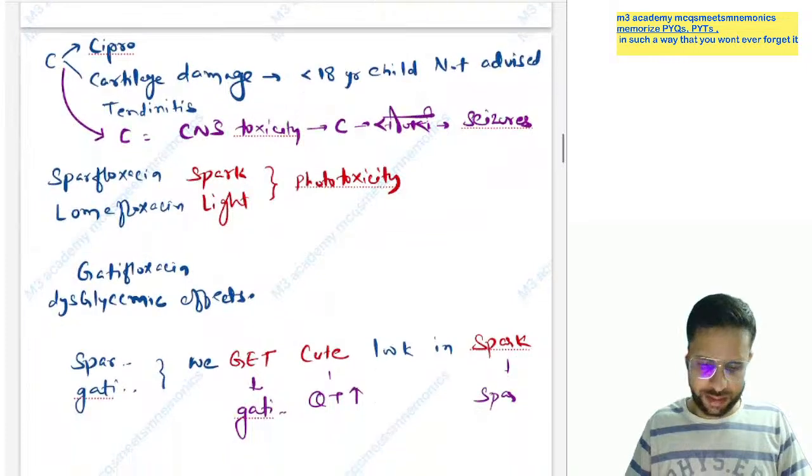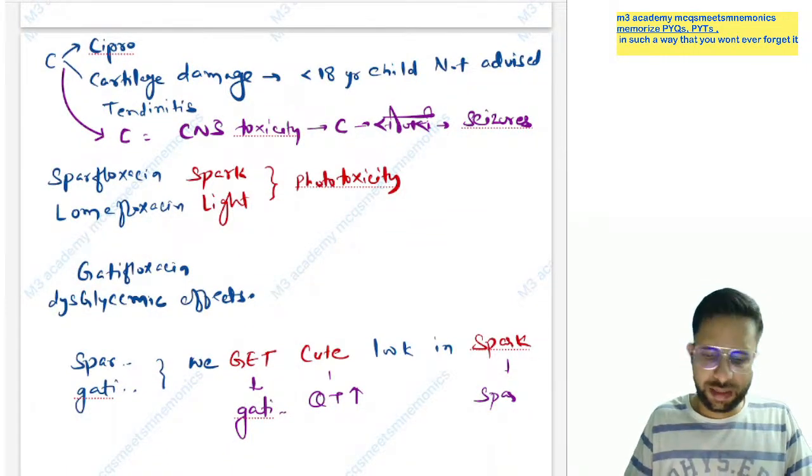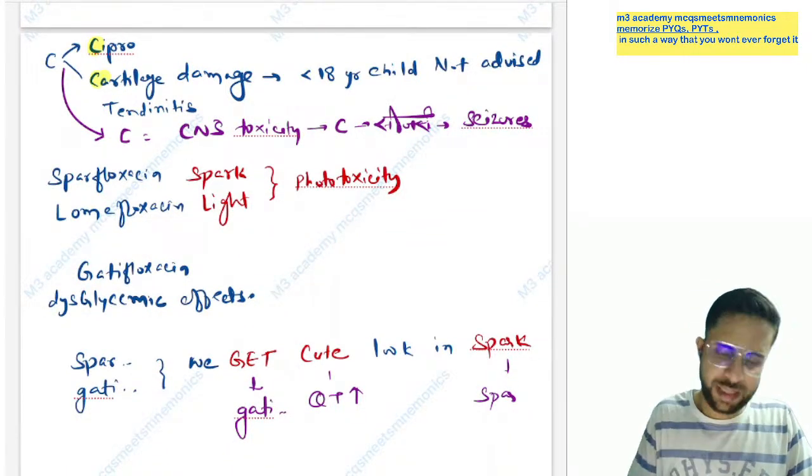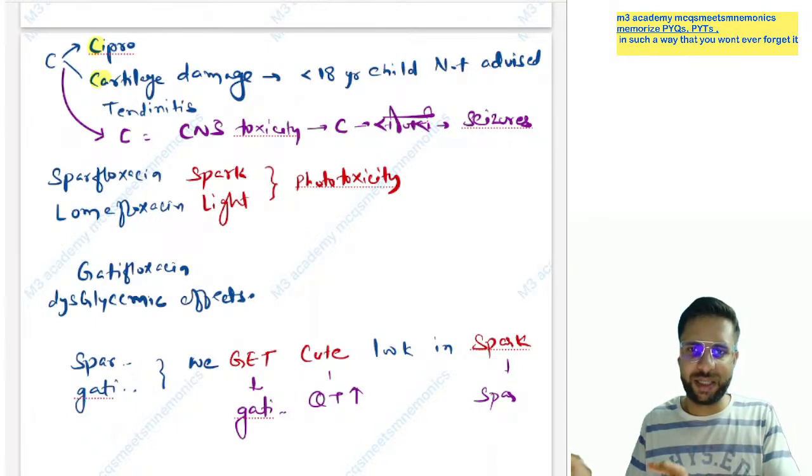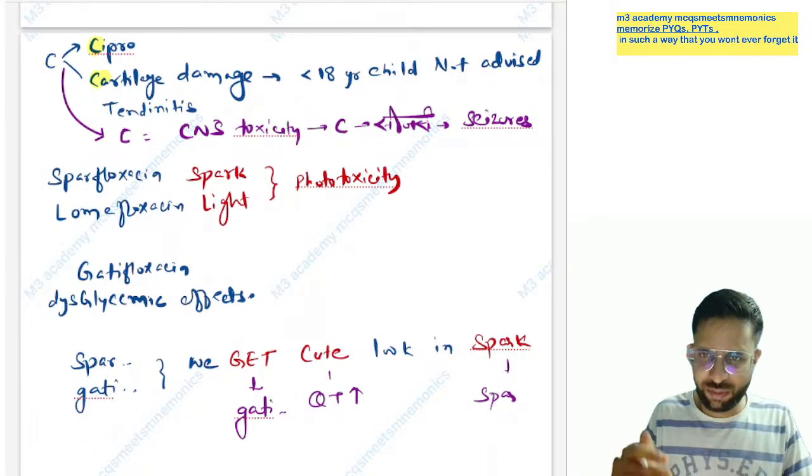Yes. Next. So side effect को कैसे याद करेंगे? C4 ciprofloxacin. C4 cartilage damage. You can remember side by side. Cartilage damage, cartilage means tendon, so tendinitis, so we are avoiding in athletes, we are avoiding in children.